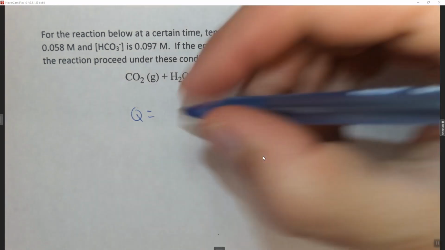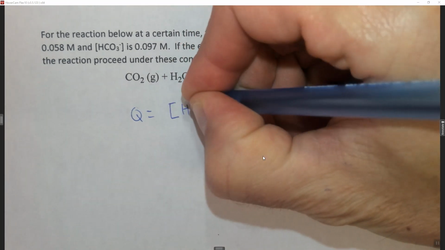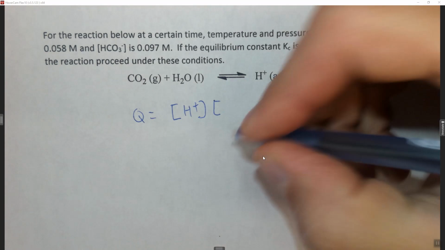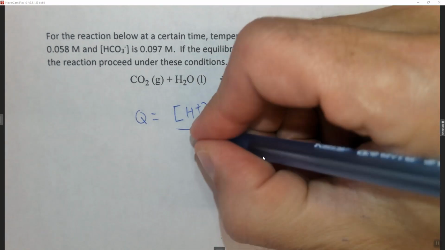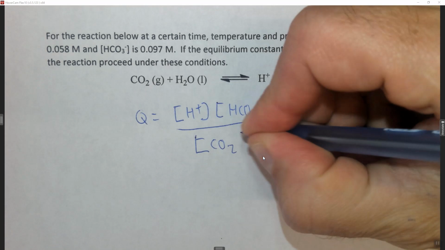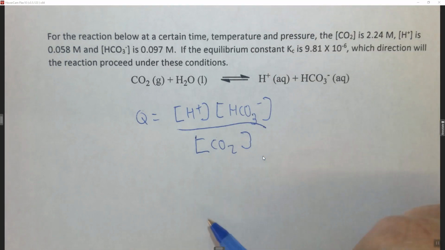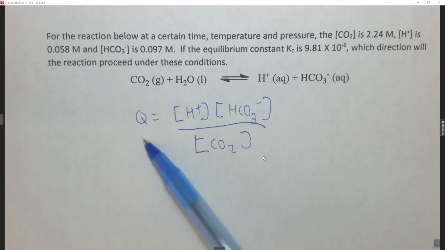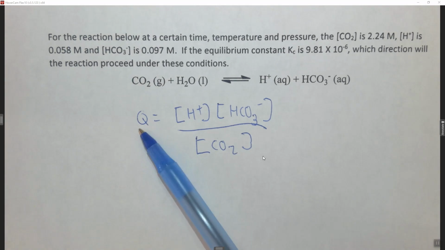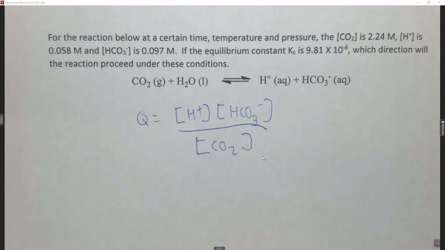Note that we ignore liquids. So it would be concentration H plus, concentration HCO3 minus over concentration CO2. This will give us Q. Note that this expression is exactly the same as Kc. The difference is K is at equilibrium. Q is at any old time. So we have three possible conditions.